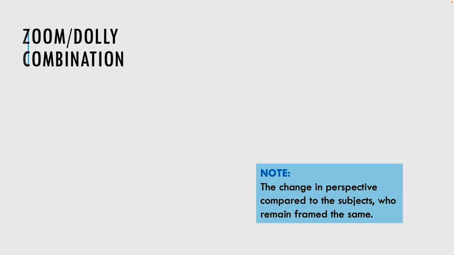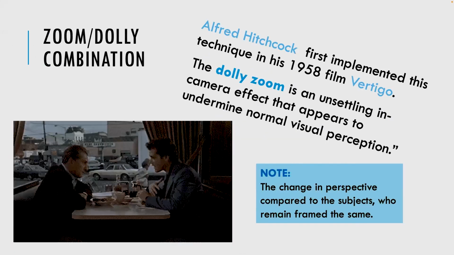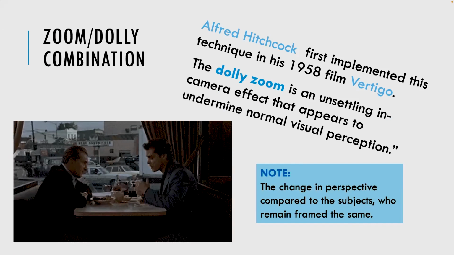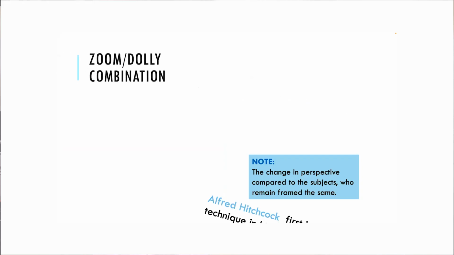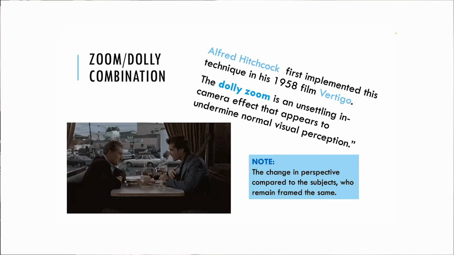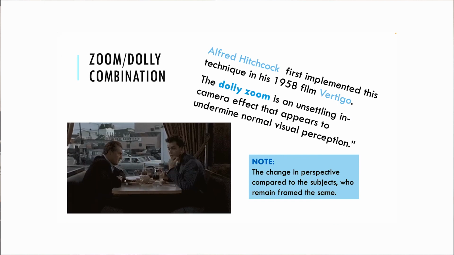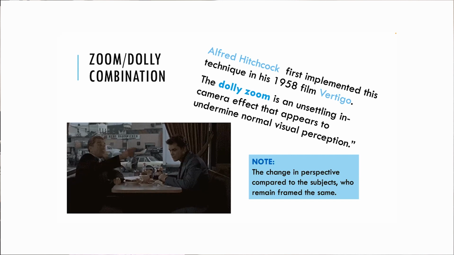What's really fun is when we can combine a dolly and a zoom together. The first time this was done was clear back in 1958 in the Alfred Hitchcock film called Vertigo.